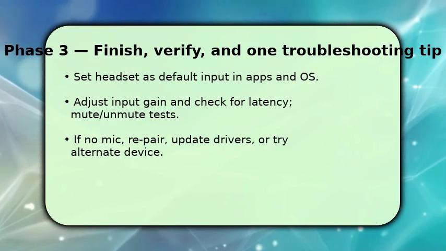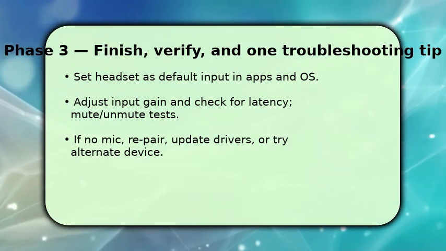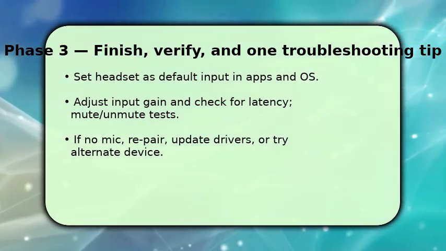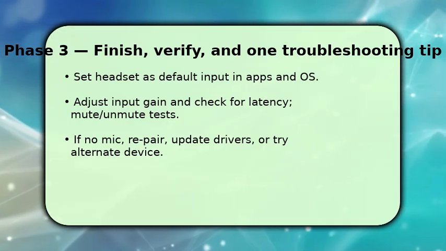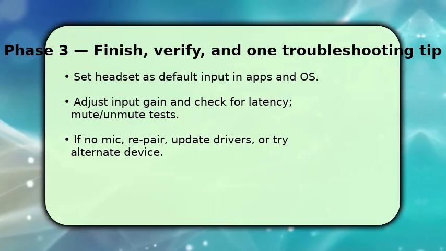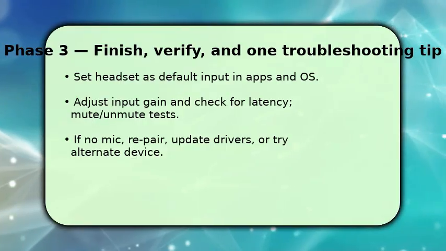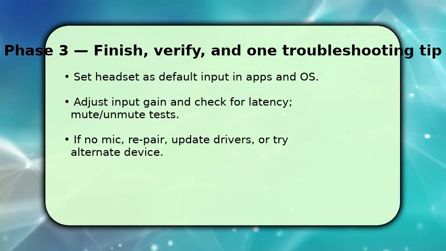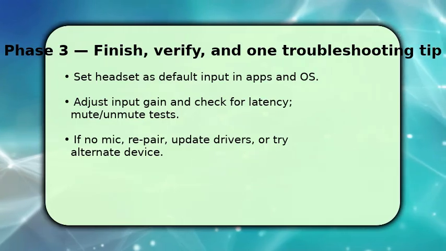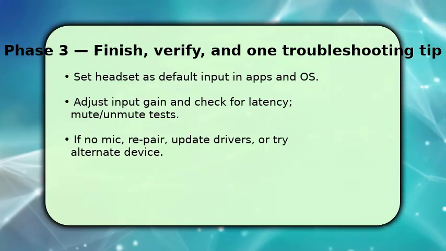Now set the headset as the default input both in the OS and within any app you use. This ensures the mic is selected automatically. Adjust input gain and test for latency. If speech sounds delayed, lower sample rates or use wired mode if available. Make sure microphone privacy permissions are granted to the app.